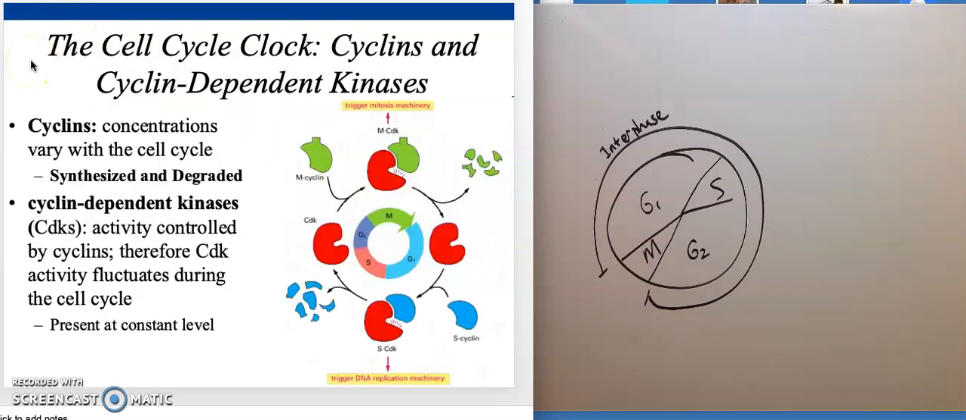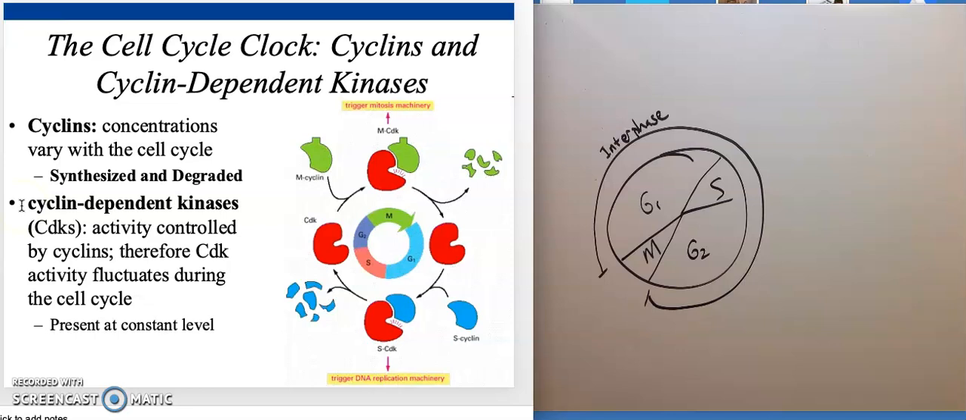Those positive signals that regulate those checkpoints are made up of pairs of proteins called cyclins and cdks, or cyclin-dependent kinases. The cyclins get their name because they cycle. In other words, their concentrations fluctuate with the stage of the cell cycle. But they only work in the presence of their partners, the cyclin-dependent kinases.